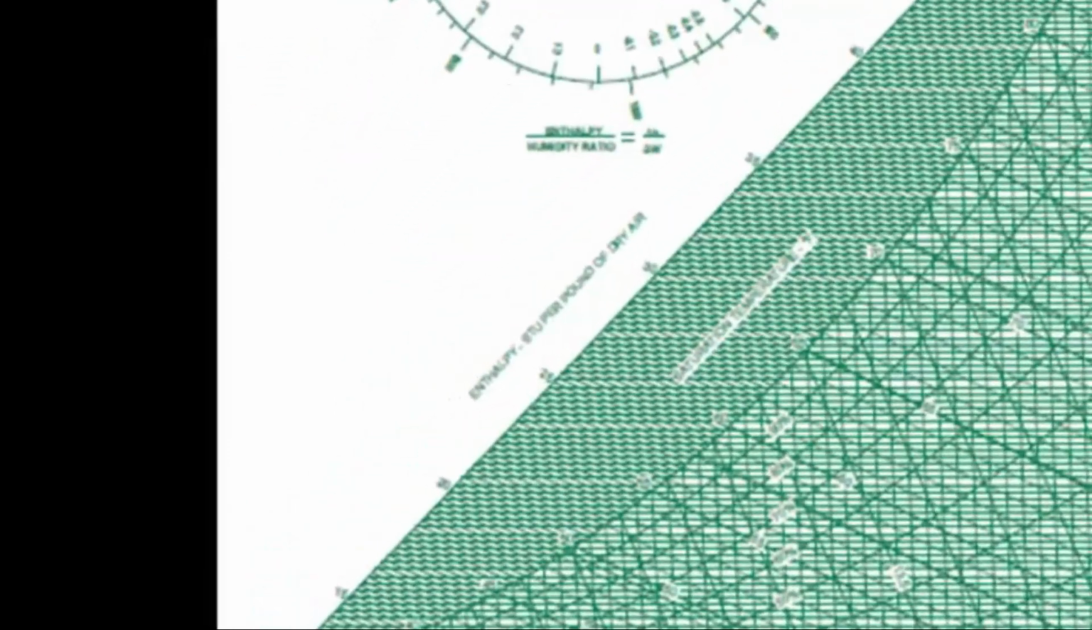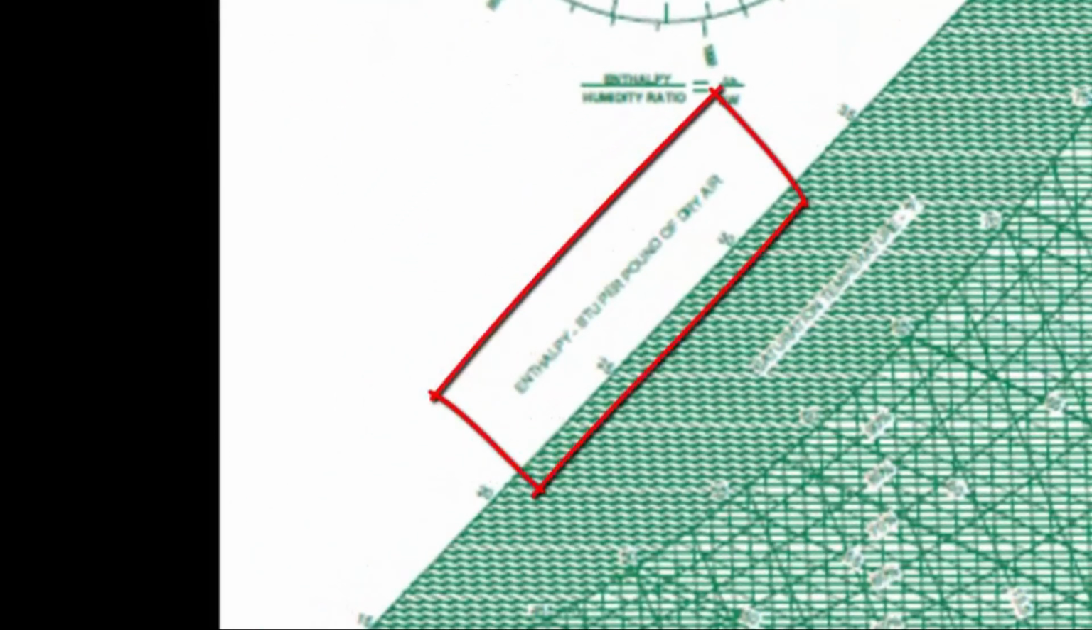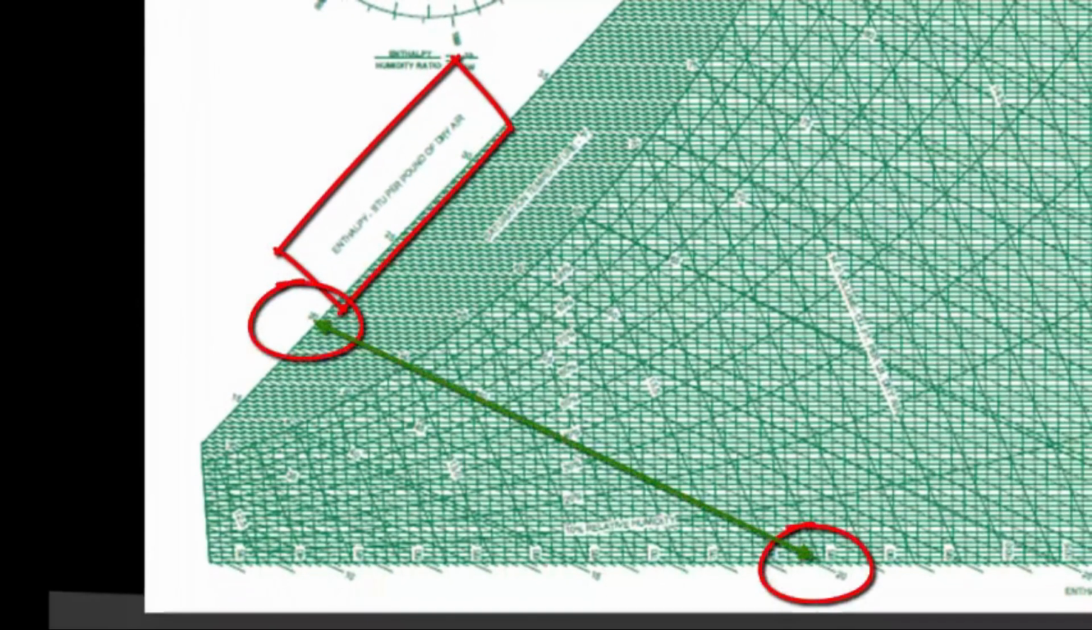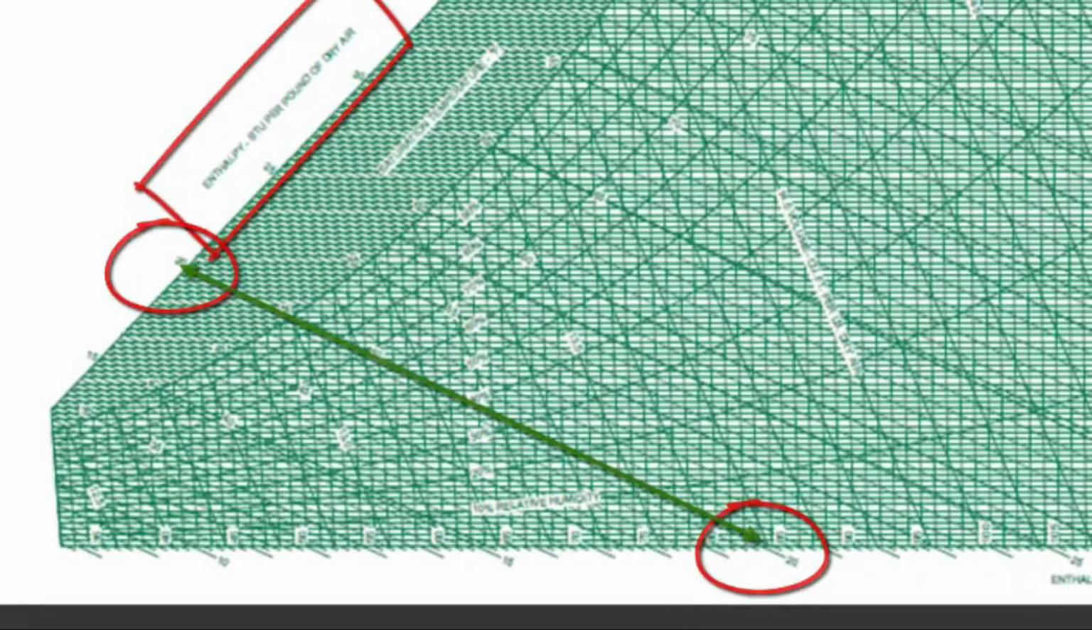Enthalpy is shown here in BTUs per pound of dry air. Because the enthalpy and wet bulb lines are very close, the enthalpy values are given in both the left slope line, shown here, and the bottom axis. This allows the user of the chart to better read the enthalpy values.